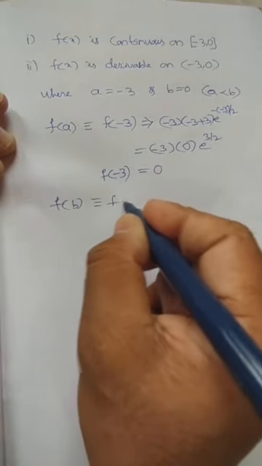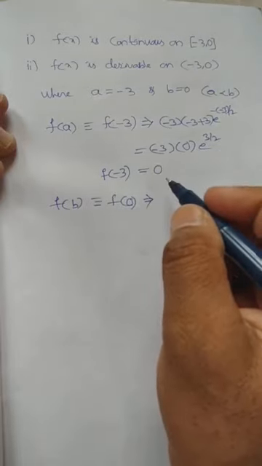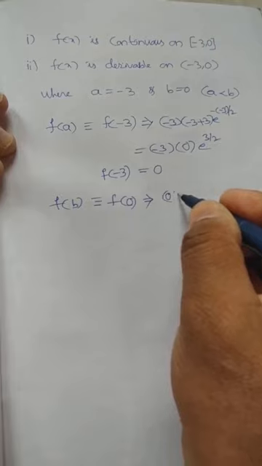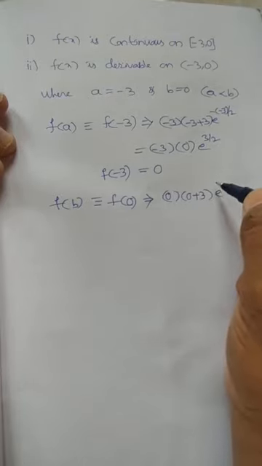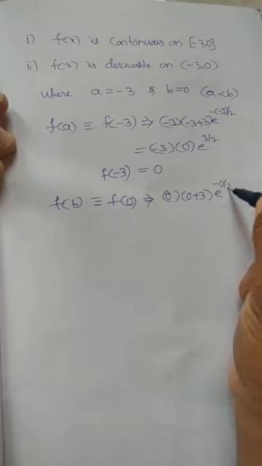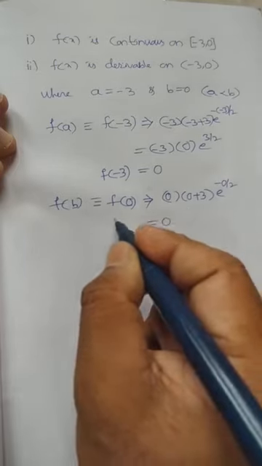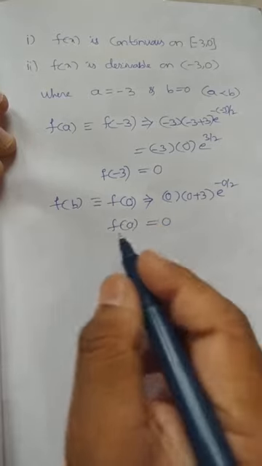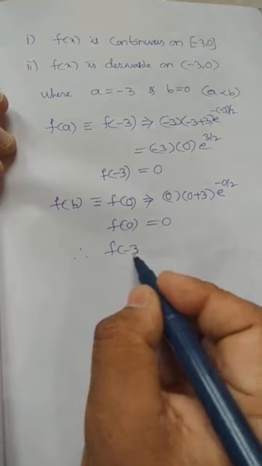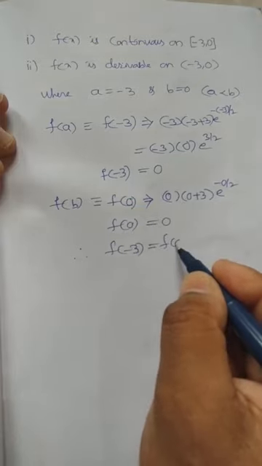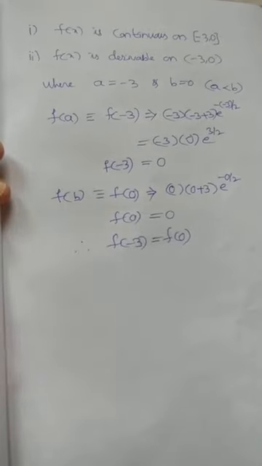What is our f of b? f of 0 I need to find out. That implies it is what now? 0 into 0 plus 3 e power minus 0 by 2. Whatever it is, 0 into something is what now? 0. So f of 0 is what I got? 0. So I got therefore f of minus 3 is equal to f of 0, so that I can apply the Rolle's theorem. Verify the Rolle's theorem.